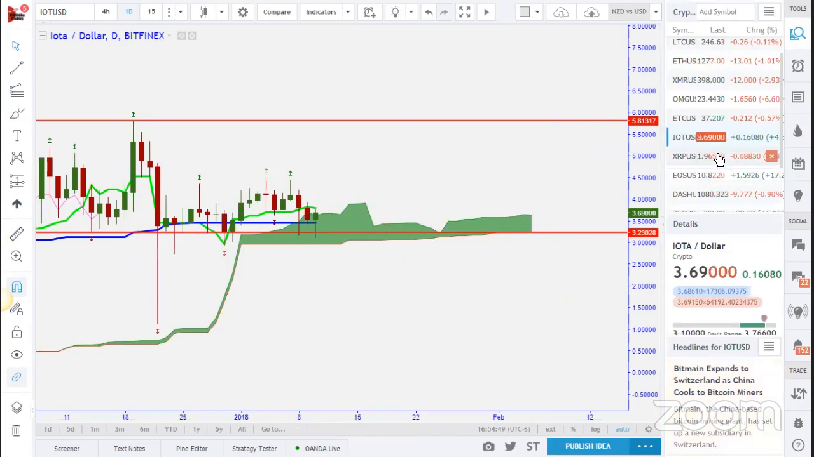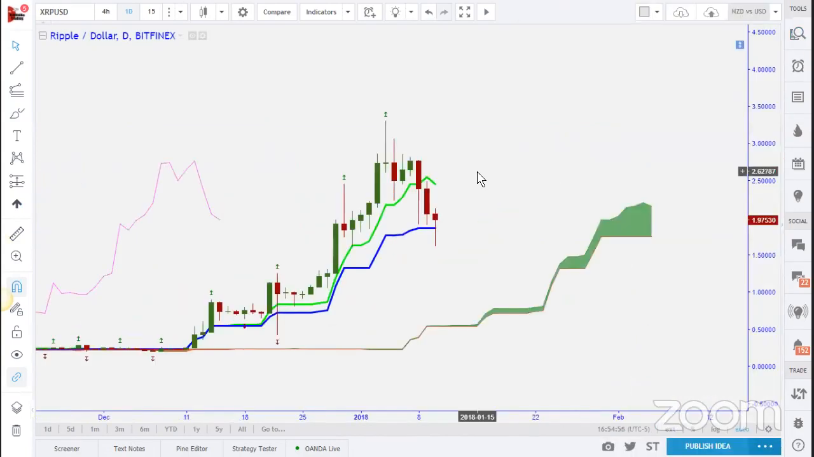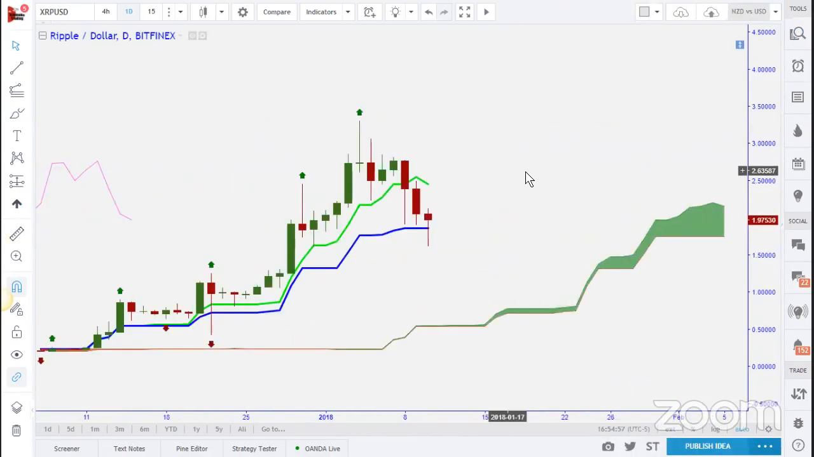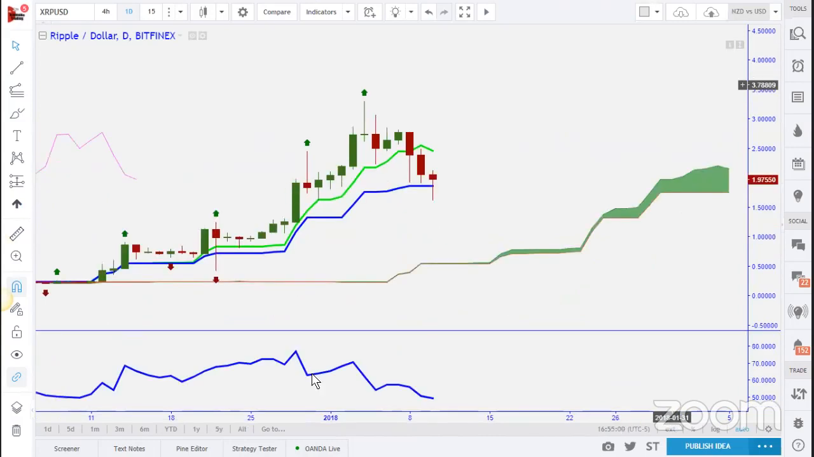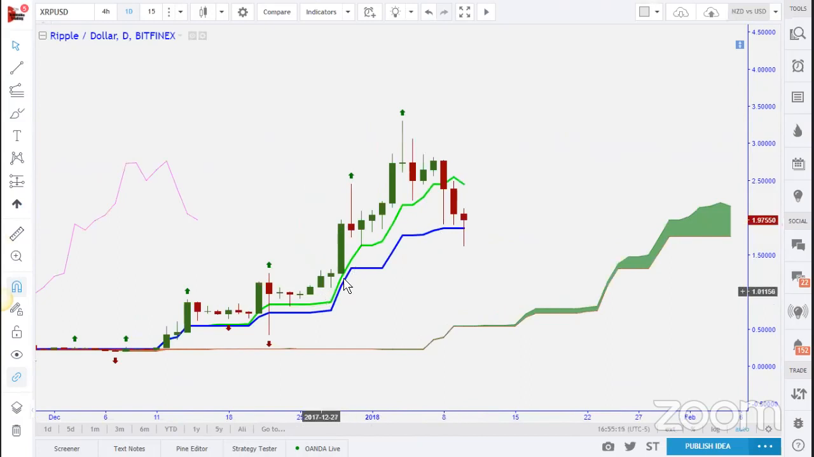XRP, sorry, which is your Ripple. All right, so the Ripple dollar, it's given us a good opportunity. Let me check something real quick. So I don't see any divergence, which is okay. I guess that's all right. Just have to base everything off of what we see with the candles here and the support and resistance level. So we're looking at the market. This is your normal default settings again.